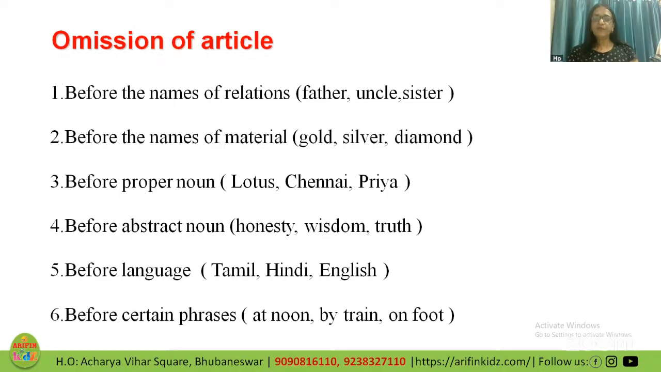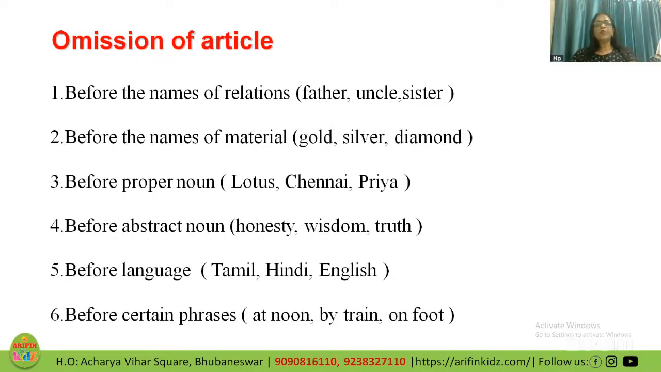So before the names of relations like father, mother, uncle, sister, grandfather, grandmother, all those, before any relatives, we do not use any article, a or the. No article is needed before relatives. Then before the names of materials like gold, silver, diamond, copper, all those, before the materials also we don't need any article. We cannot say a gold, and gold, the gold. It is wrong. So before any material, we do not use an article.